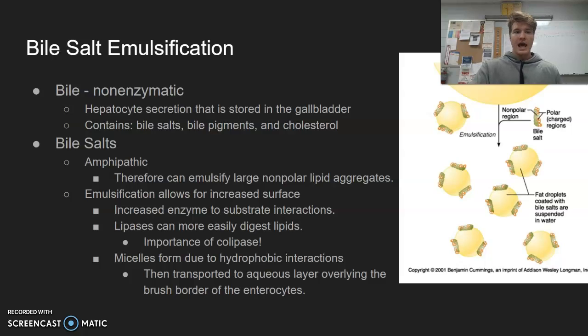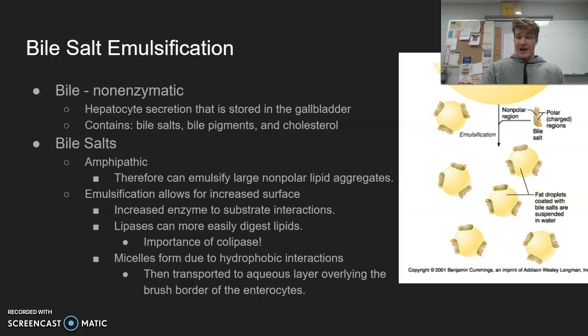So within the bile, first, the bile is made in the liver. It's made by the hepatocytes, and it's secreted from the gallbladder. The gallbladder is where it's stored. And bile contains bile salts, bile pigments like bilirubin, and it also contains cholesterol. And then sometimes it contains some harmful substances that the liver has filtered out and that it's excreting to the small intestine so they can eventually be excreted as feces. But the bile salts are the important component here when it comes to fat digestion.